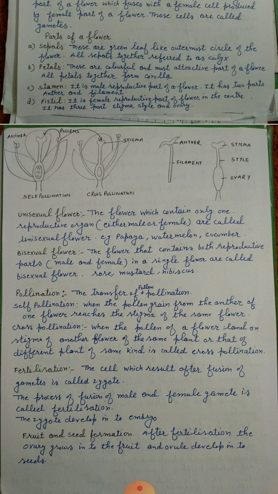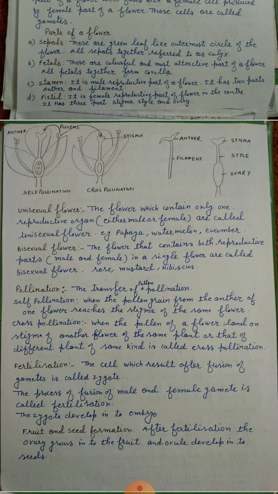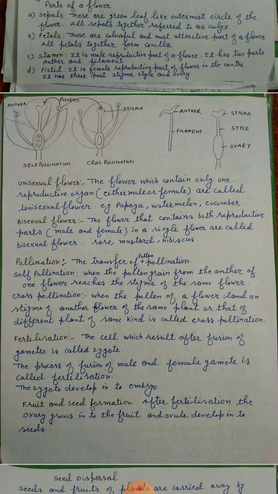Then we will talk about the parts of a flower. You all have seen beautiful flowers in your garden and in your schools, and you must have seen the different parts of a flower. So we will just discuss them. Sepals. These are the green, leaf-like outermost circle of the flower. All the sepals together are called calyx. Petals. These are the colorful and most attractive part of the flower. All the petals together form the corolla.